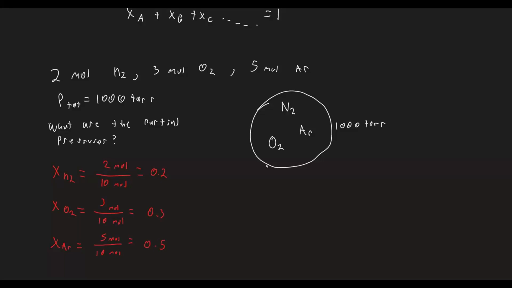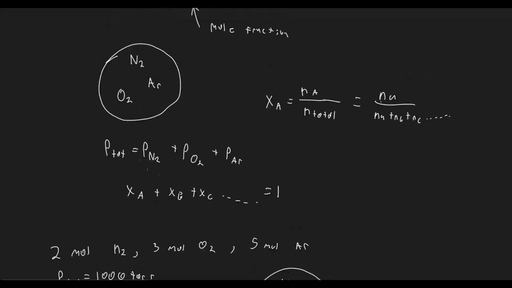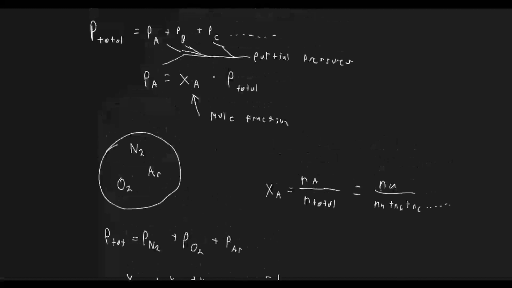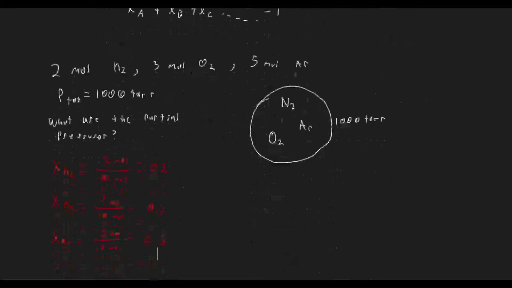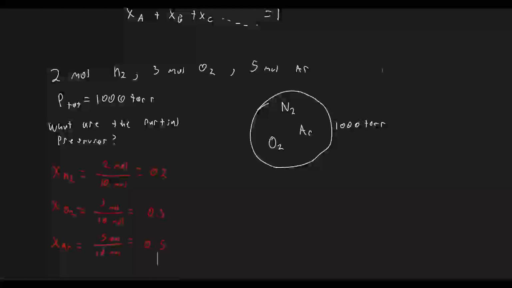Makes sense. At this point, all we need to do is take our mole fractions that we have here and multiply them by the total pressure of 1,000 torr, because this is how we essentially solve it. Because we take our mole fraction, we multiply it by the total pressure, we get the partial pressure. And so we will multiply each of these by 1,000 torr.